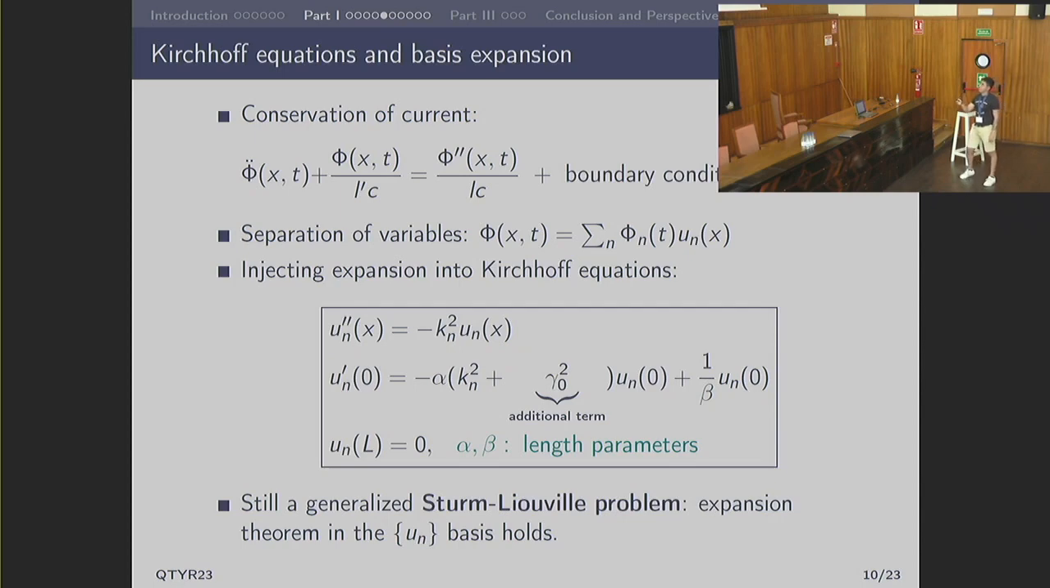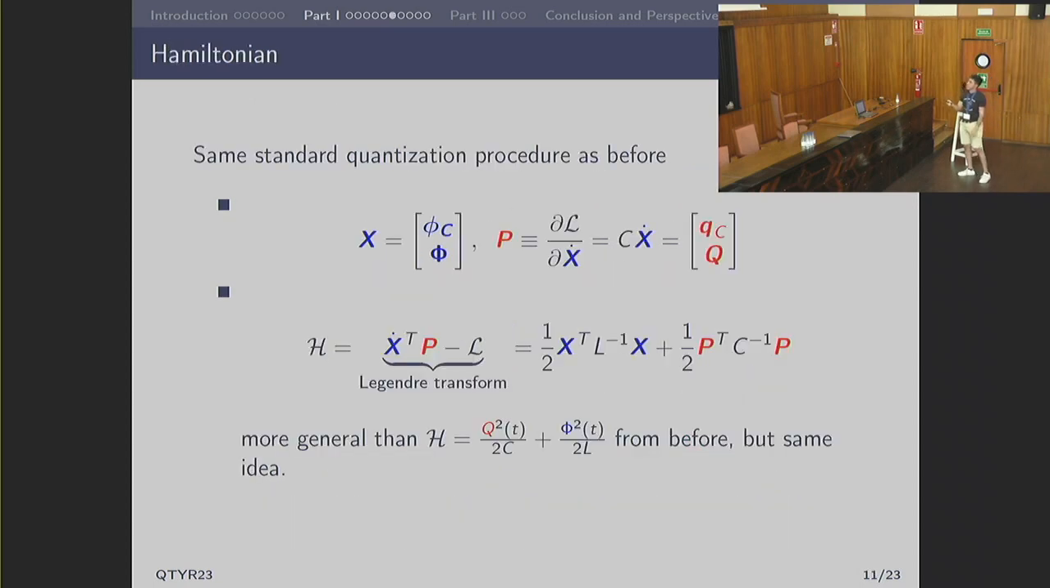And if you put back in this expansion into this set of equations, you end up with this problem in the spatial modes UN. And pay attention that we have introduced alpha and beta, two length parameters over which we are going to have some degrees of freedom, because regardless of their choice, this problem remains a generalized Sturm-Liouville problem for which an expansion theorem holds.